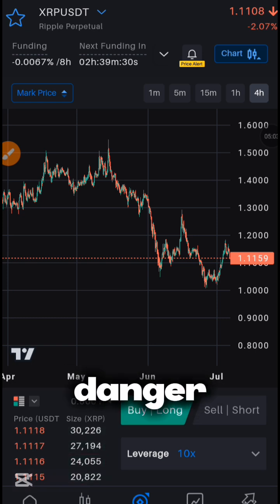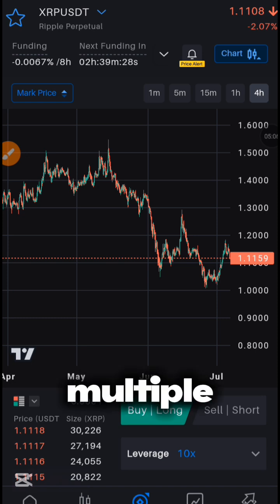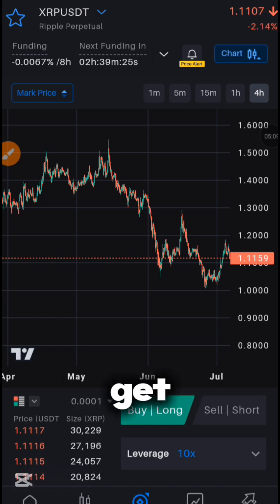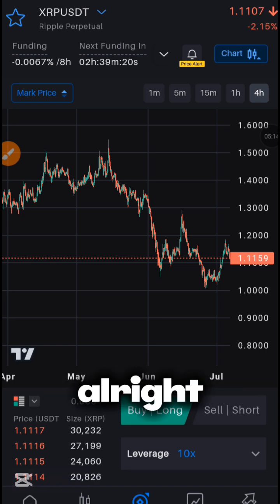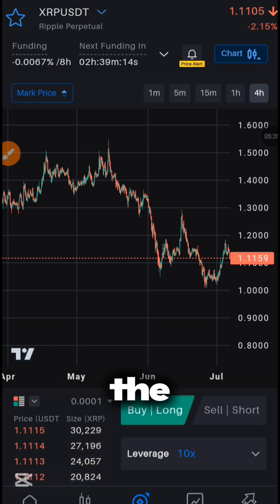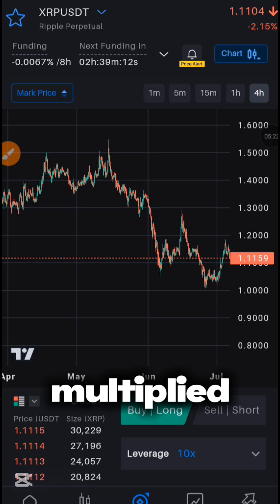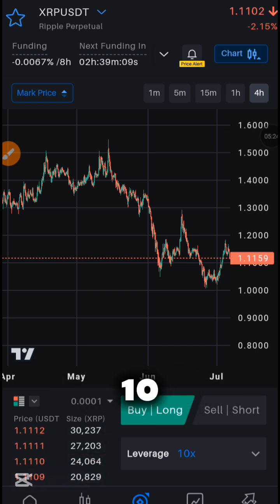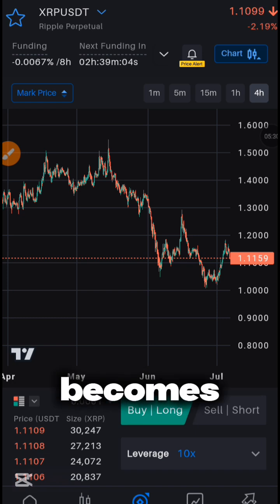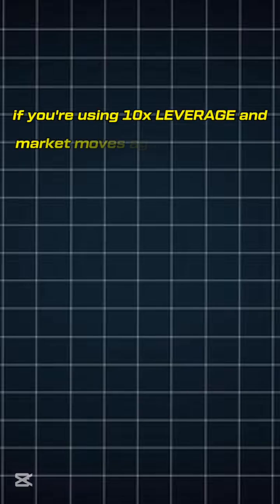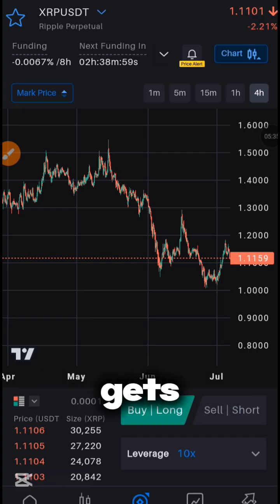But here is the danger. Losses are also multiplied the same way if price moves against you. If you're using higher leverage, your losses are multiplied the same way your profits are. So if you're using 10x leverage and the market moves against you 2%, that becomes a 20% loss on your margin. That is why beginners get liquidated. Leverage does not change the market, it changes your exposure.